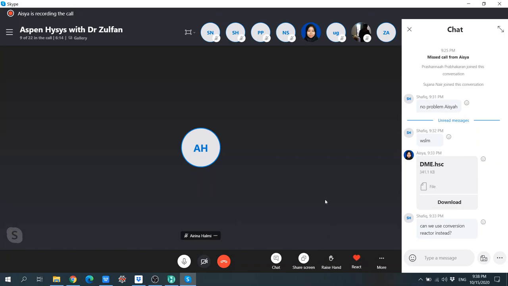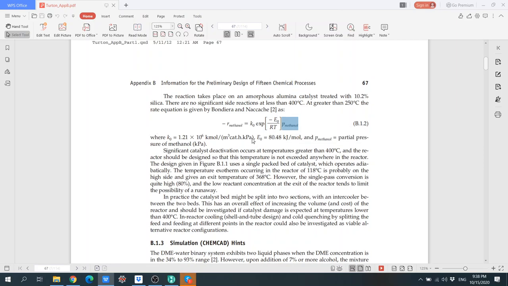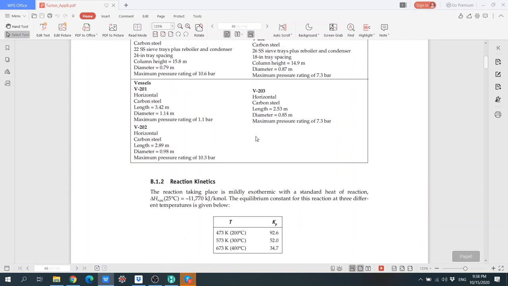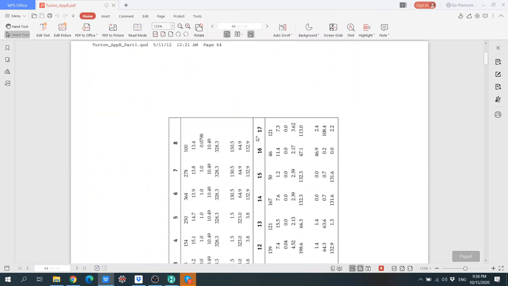stop sharing. Am I okay? Do you see anything? Yes, yes. What do you see? Your appendix B, page 67. Okay, good. So we can see that there is this partial pressure of methanol. So if you have this flow sheet, where's the flow sheet? Let's run.